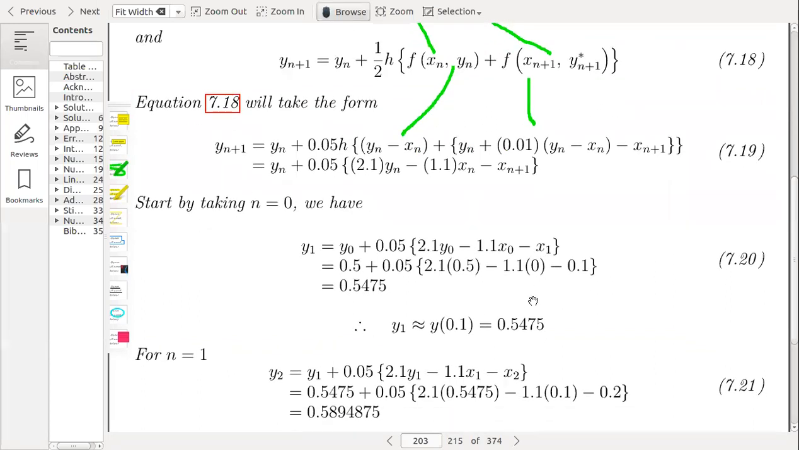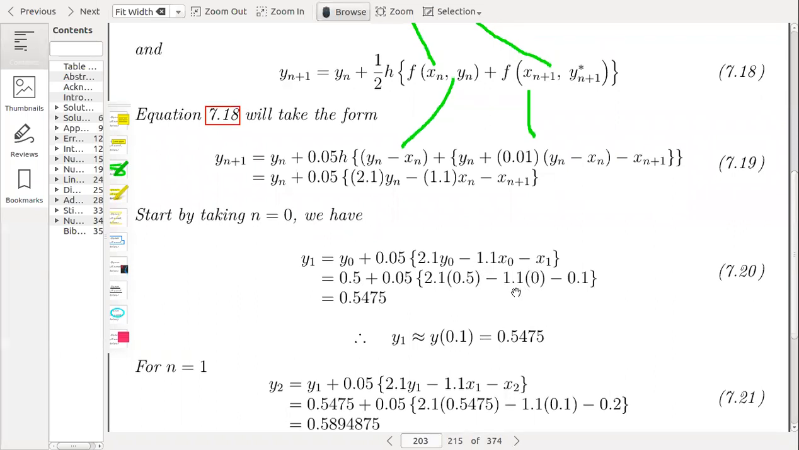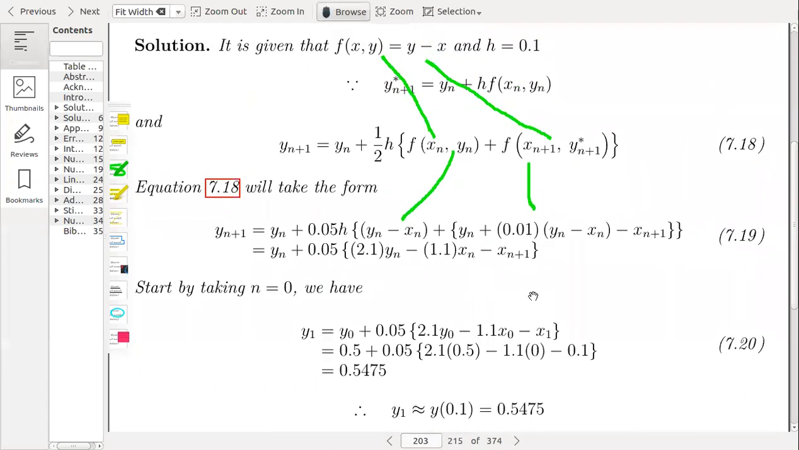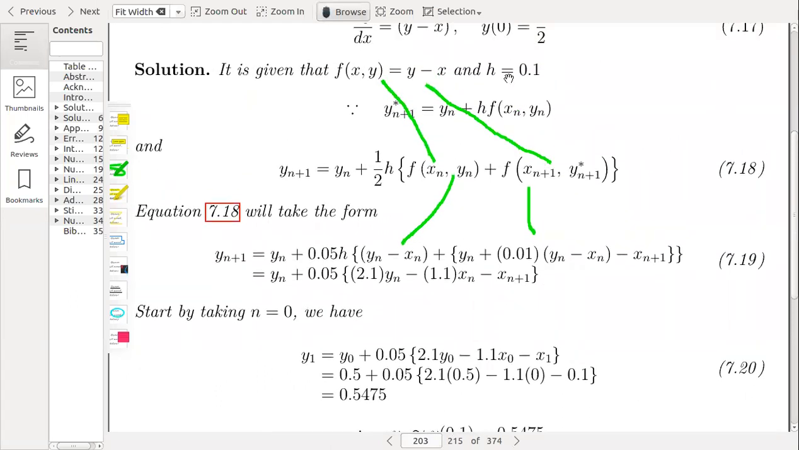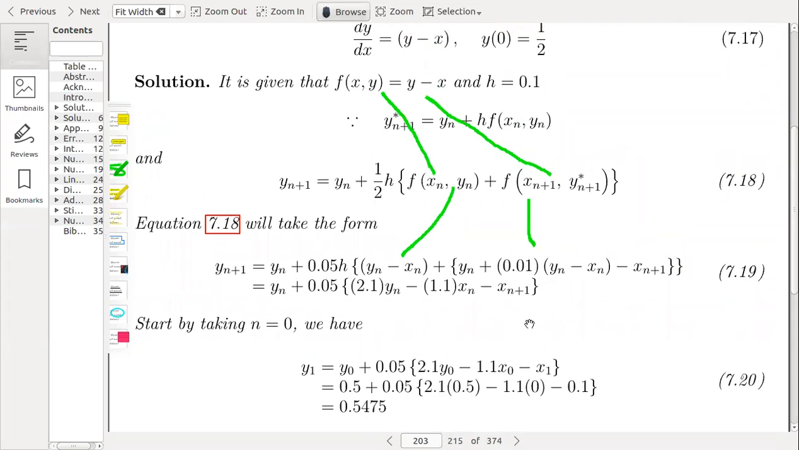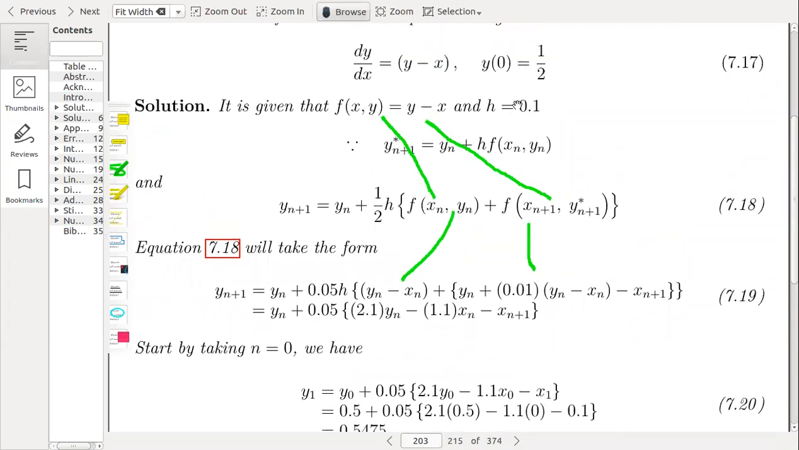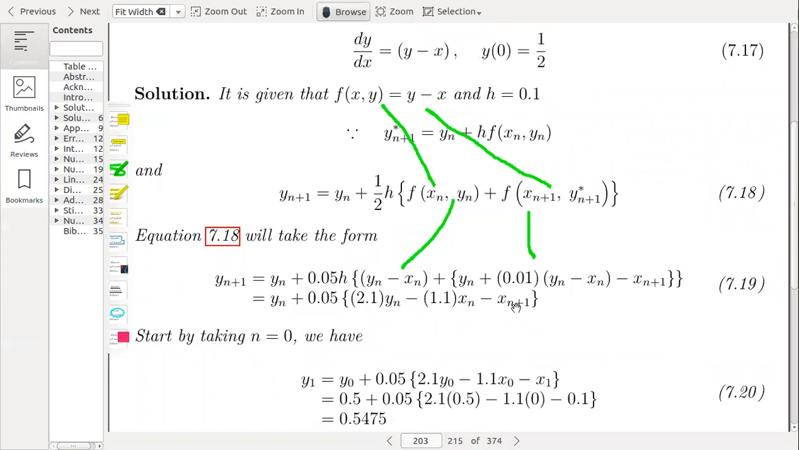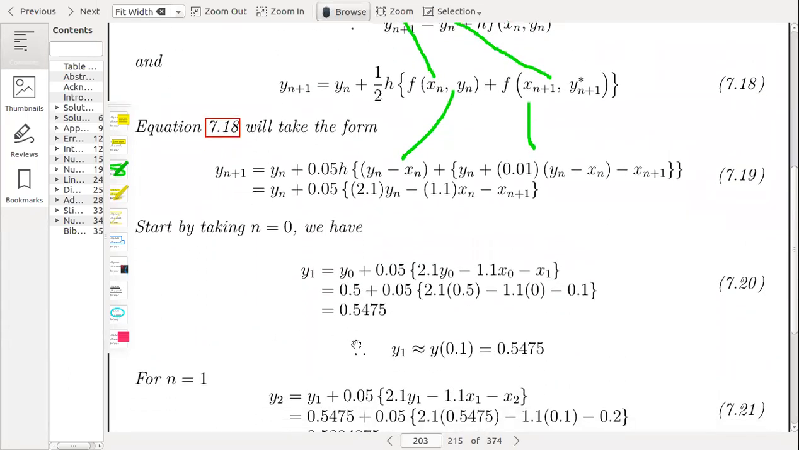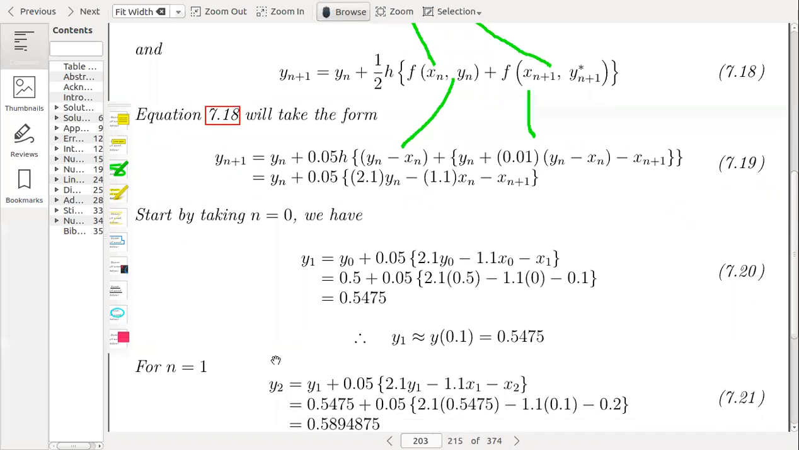So here you can replace the values. x0 is equal to 0, and the first step 0.1 can be used as x1, and then 2.1 y0 is 0.5, because at x is equal to 0 the value is 1 by 2. So then we have simplified in the form 0.5475.